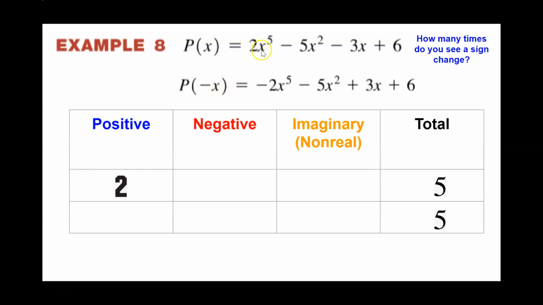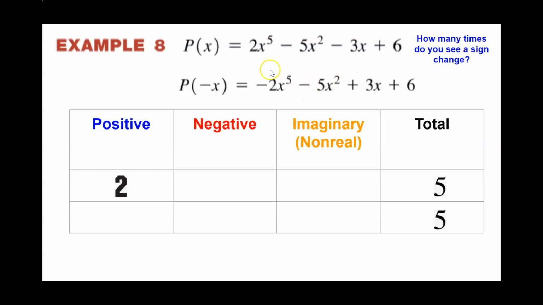If you plug in a negative x for an odd exponent, you should get a negative response. So that means we just change the sign. If you put in a negative x for a square, that actually gives us a positive. So nothing changes here because a positive and a negative makes a negative.